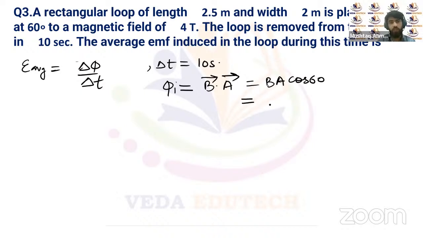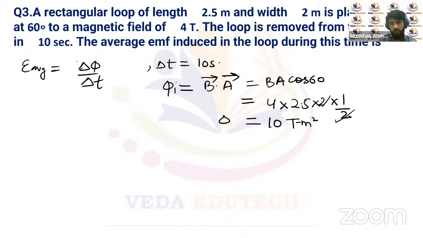Now the value of B is given as 4 Tesla and the area will be 2.5 multiplied by 2, divided by 2, since cos 60 is 1 upon 2. So we'll have the initial flux with value 10, that's 10 Tesla meter square. This will be the initial value of the flux. Now, once the loop is removed from the field in 10 seconds, the final flux will be zero.